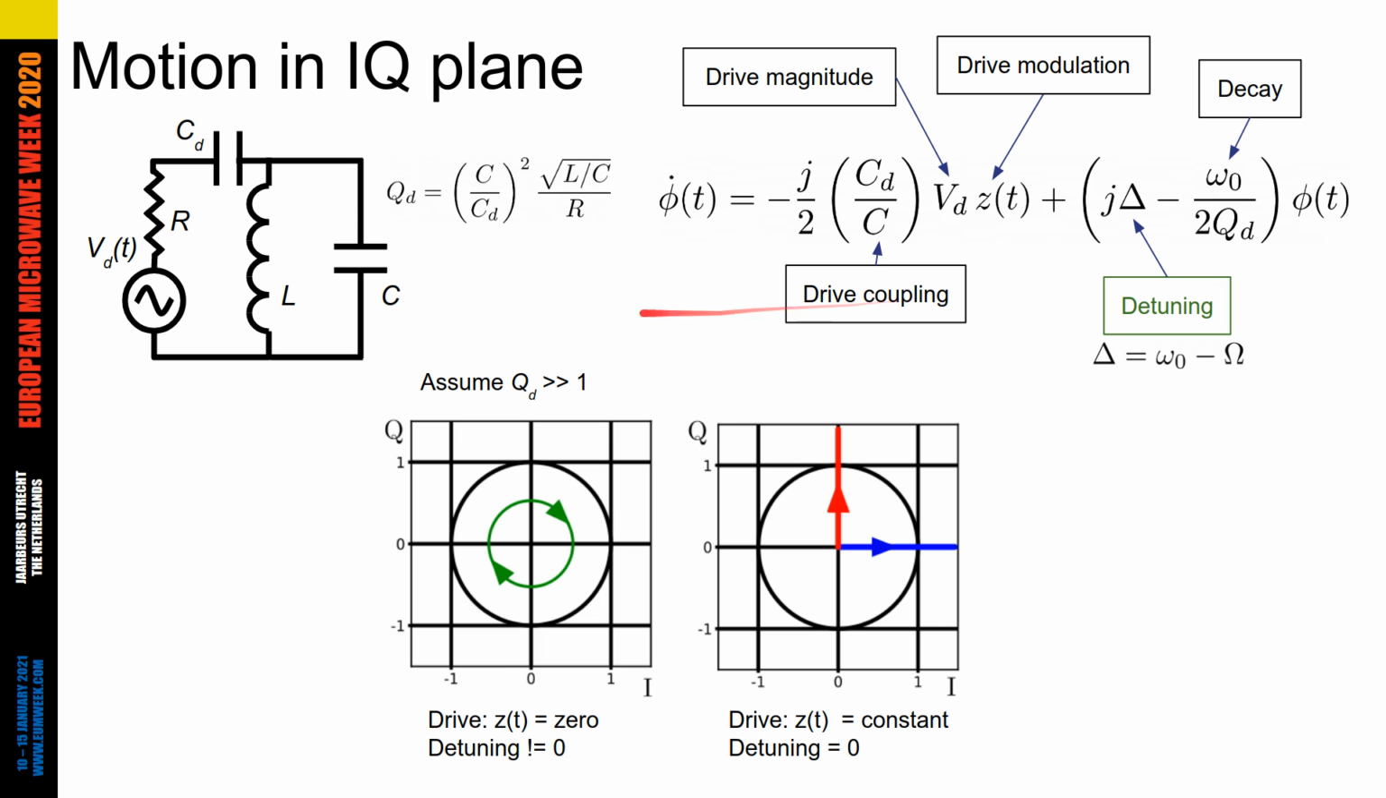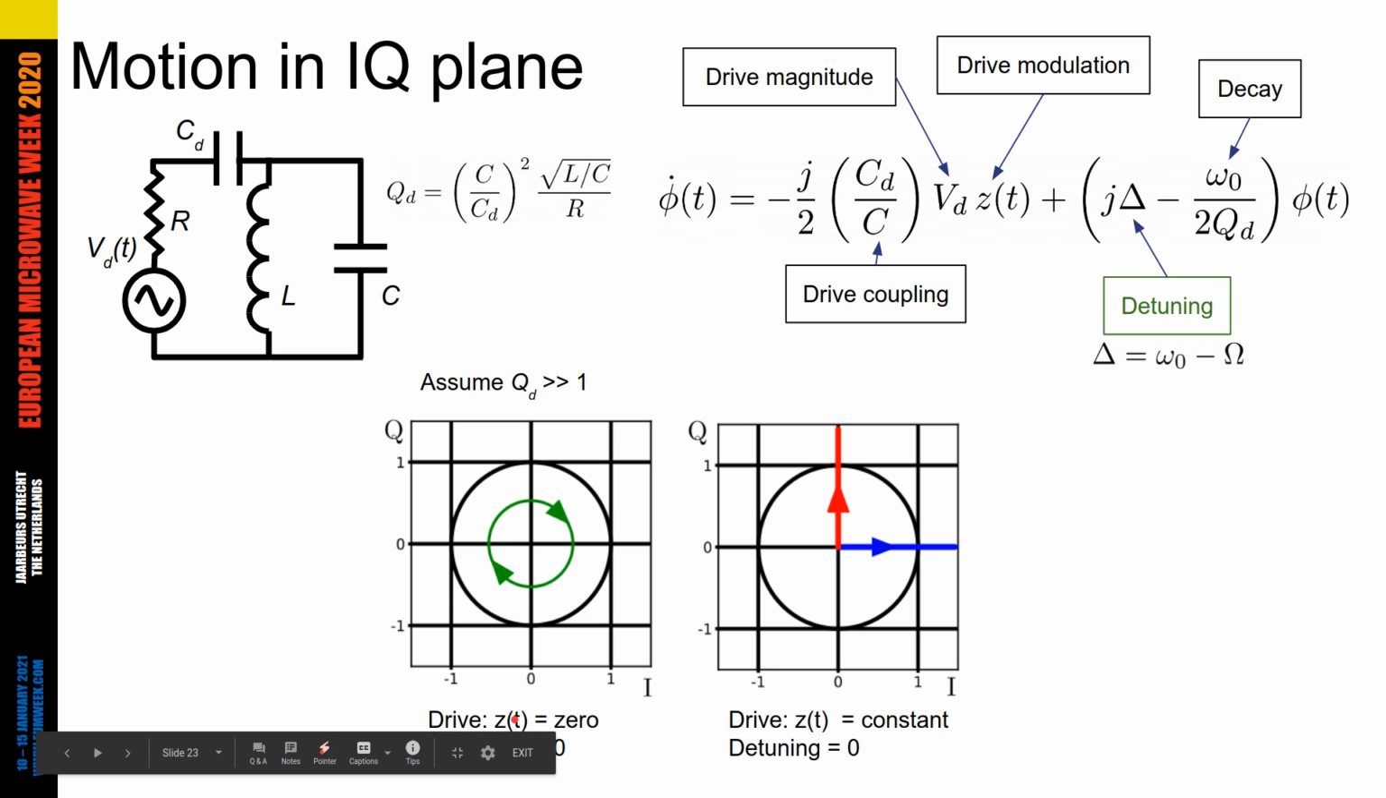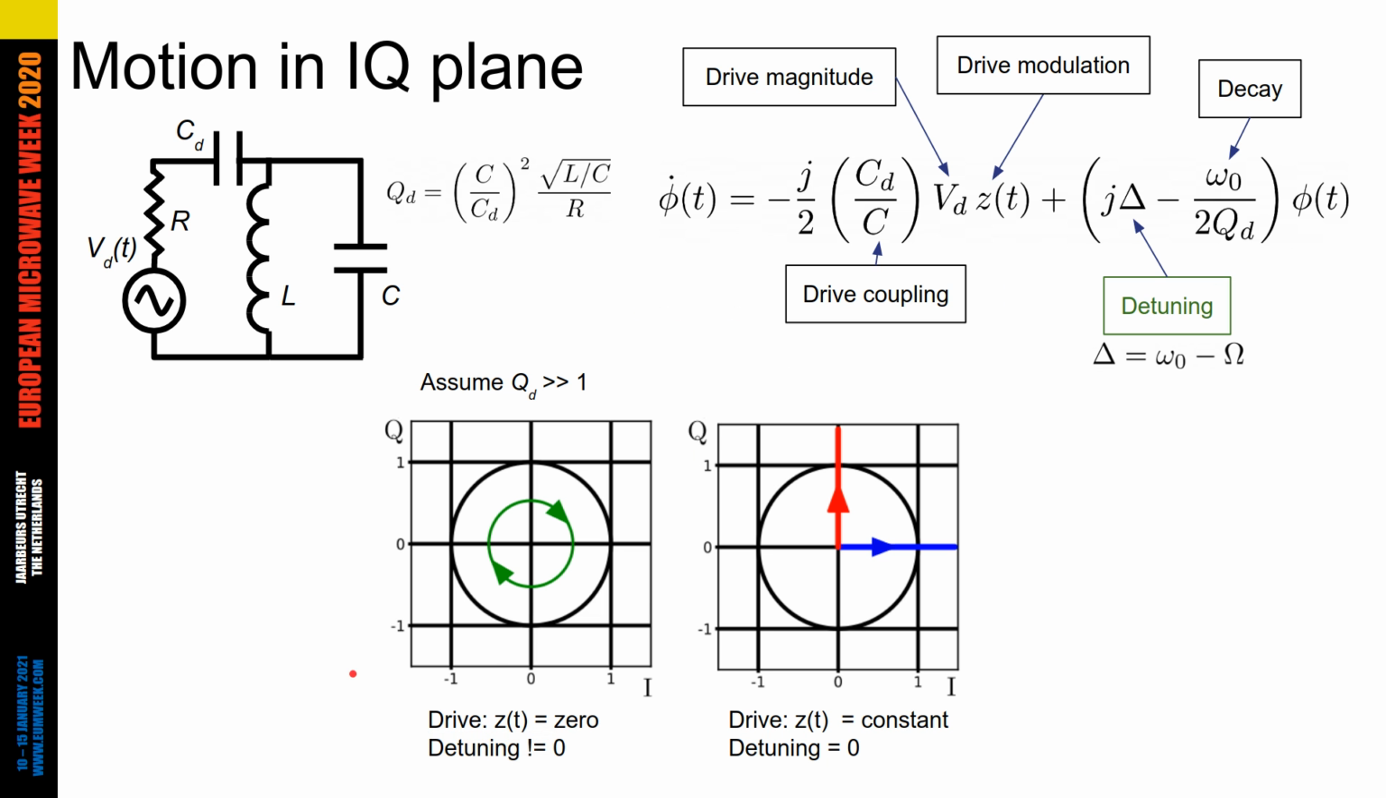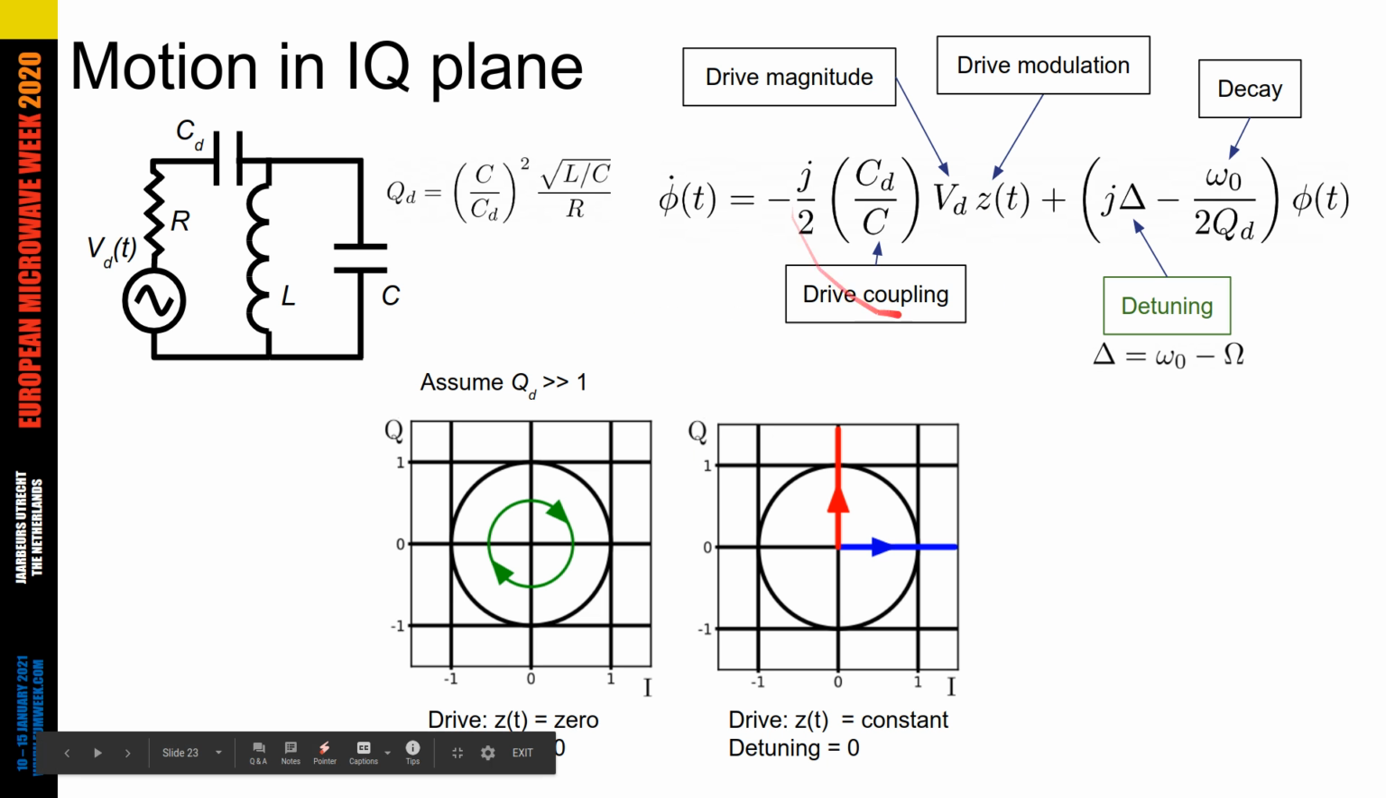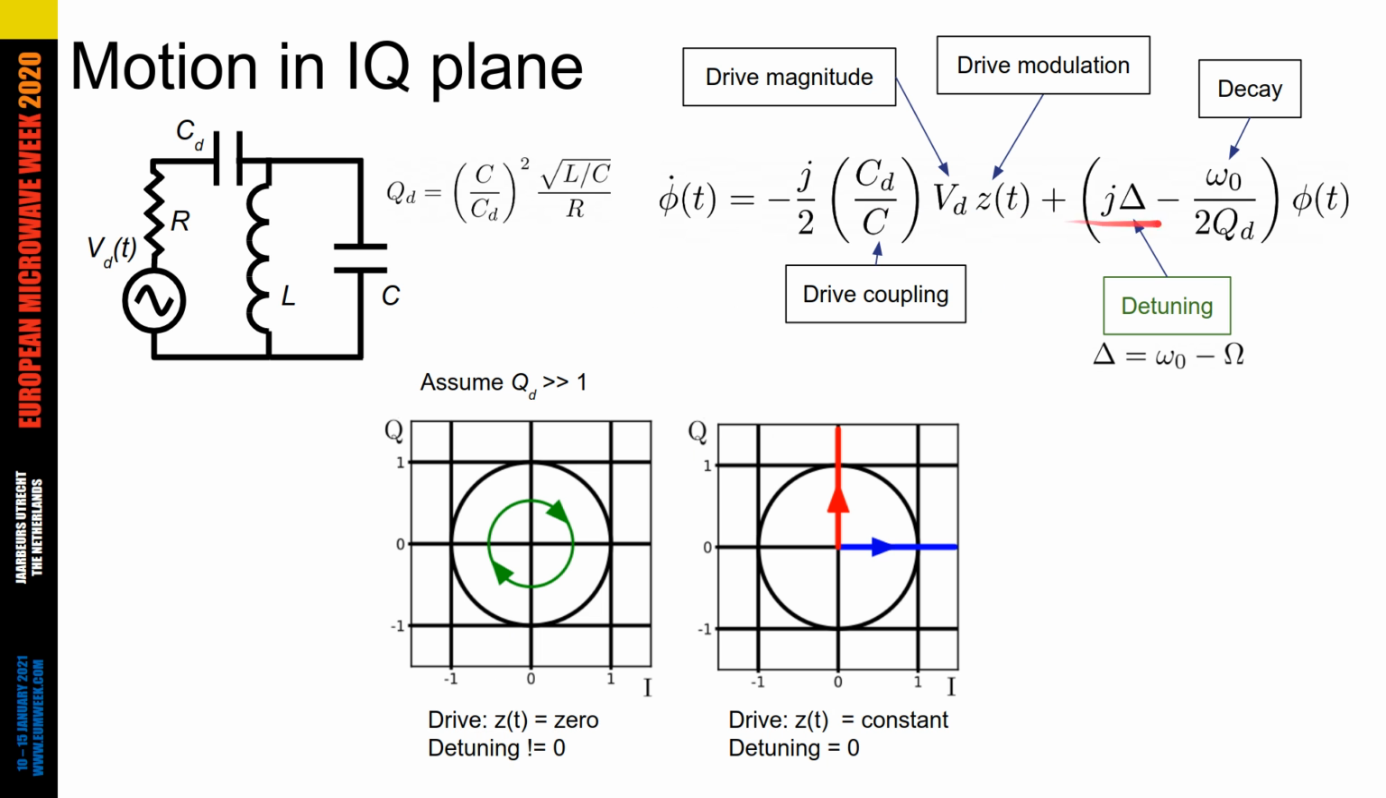Suppose we turn the drive off, so z of t is equal to 0, but the detuning is not equal to 0. If we do that and we solve this equation, well, this first term is gone. There's no decay term, as we said, so we have phi dot is j delta times phi, and that's just a point rotating in the complex plane. So the trajectory is that the resonator goes around in a circle. And that simply means that the phase of the resonator is precessing in time, which makes sense because we've detuned it from the carrier.